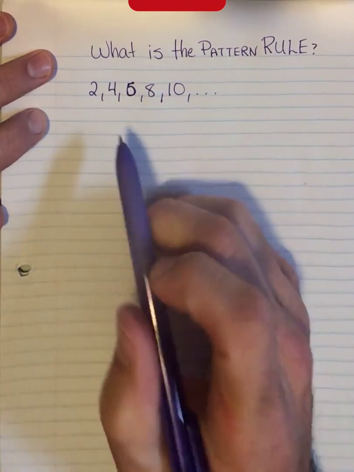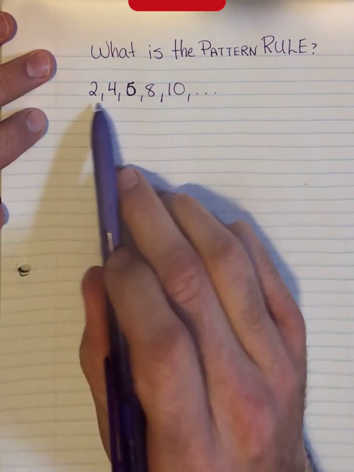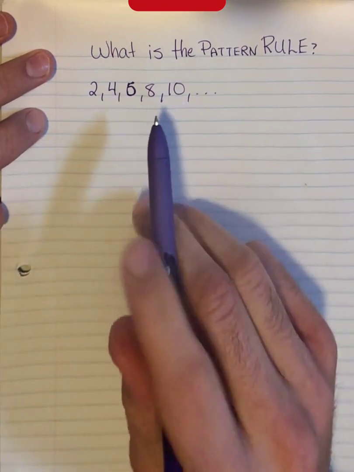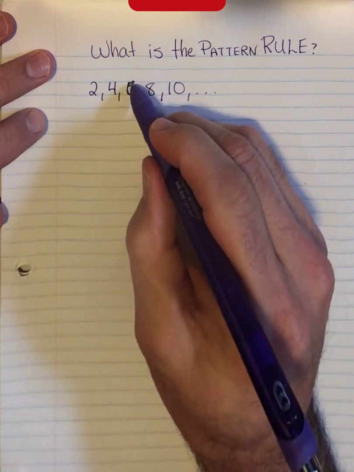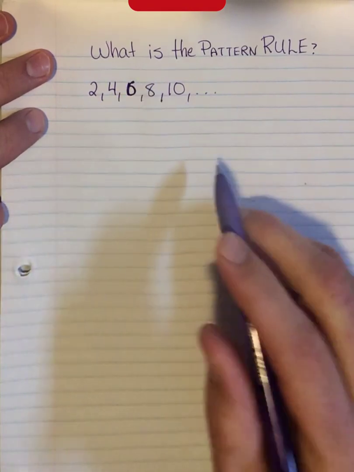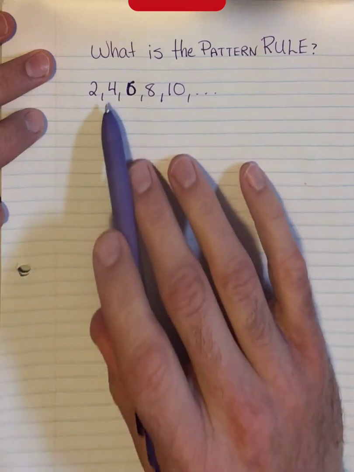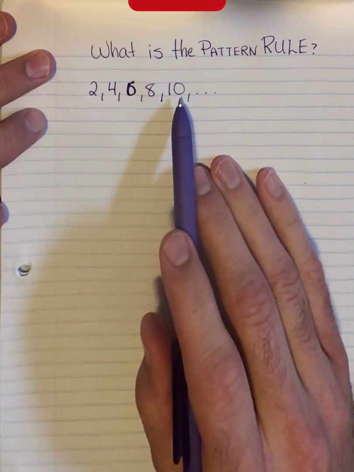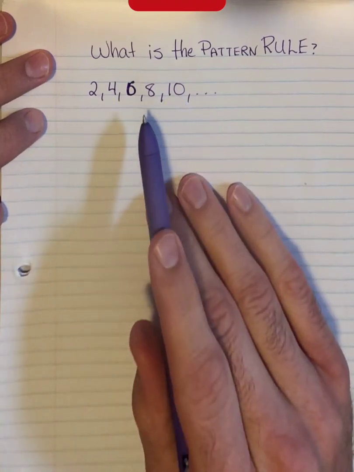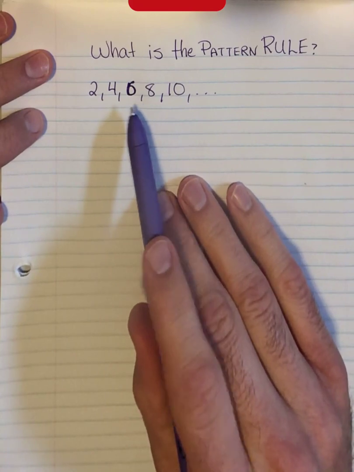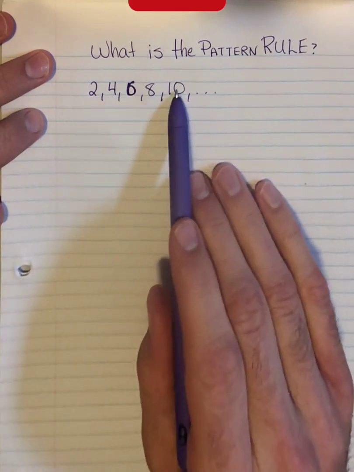Alright, just in general, when we make a pattern, we usually want to have about 5 to show a good amount of the rule. This just means it continues in the same way. Alright. So what is the pattern rule? 2, 4, 6, 8, 10.